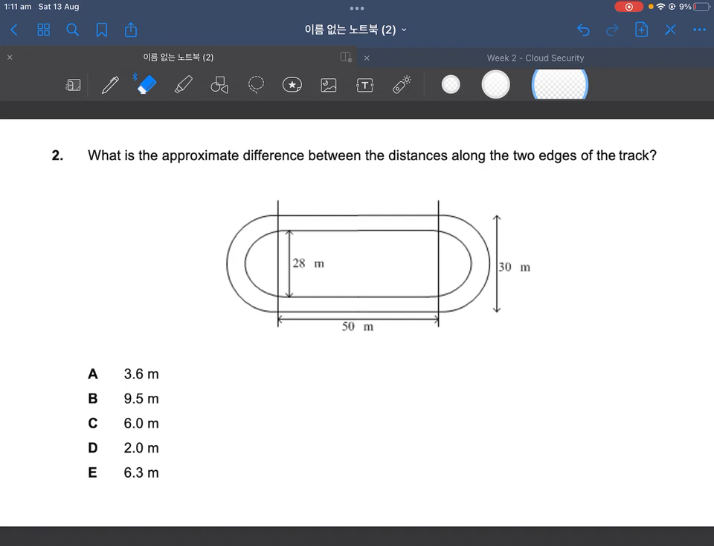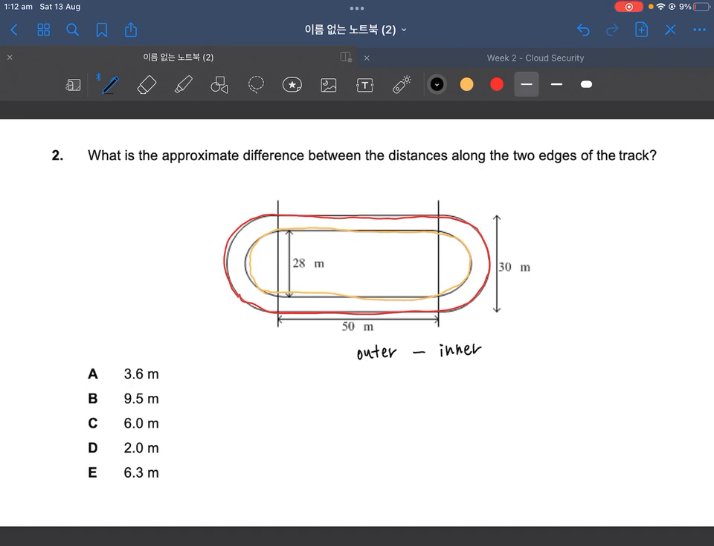First, question number 2. What is the approximate difference between the distances along the two edges of the track? Now, you might be wondering, what are these two edges? Well, we have this red edge. I'm going to draw it to the best of my capabilities. And this inner edge. So we have one outer and one inner edge. Then the difference between these distances is just going to be outer minus the inner. That's the general plan.